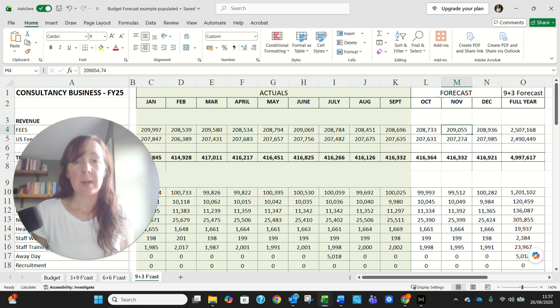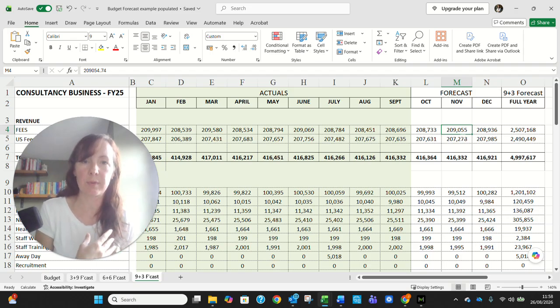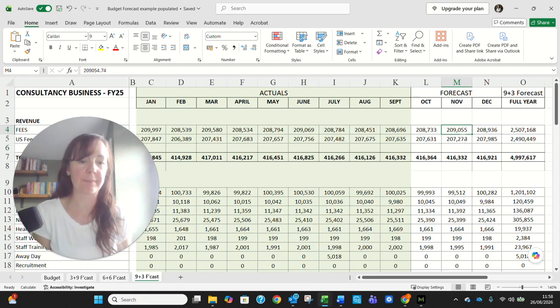So the key takeaway here, I would say, is that your budget is your set view at the start of the financial year of what you think that year is going to look like. And the forecast is then your evolving view as you're moving through the year, picking up all those learnings as you go along. So hopefully that's given you a useful way of thinking about budgets and forecasts.